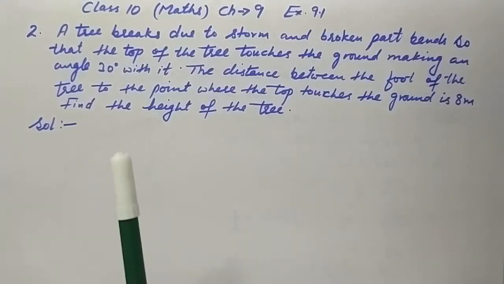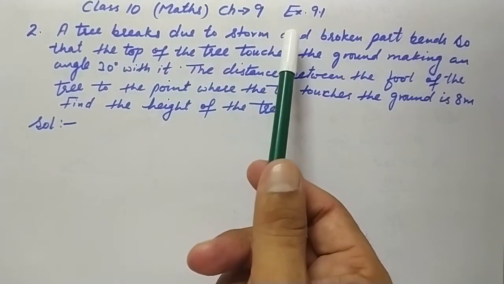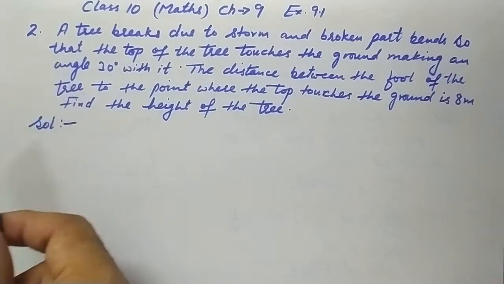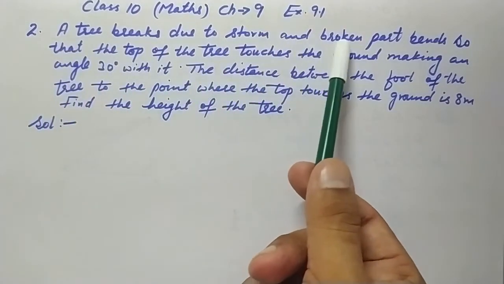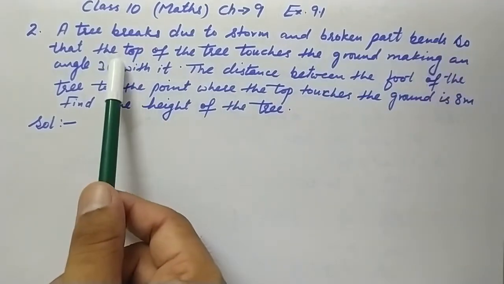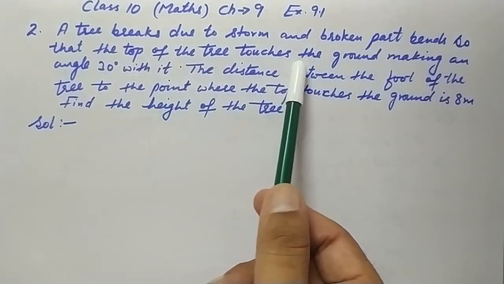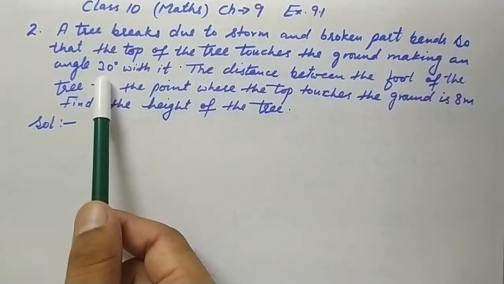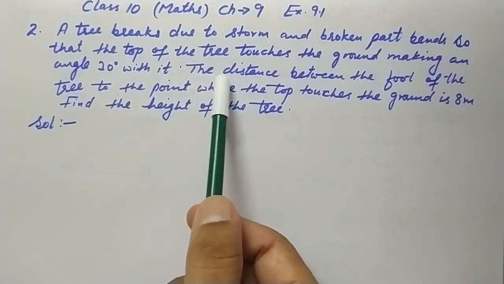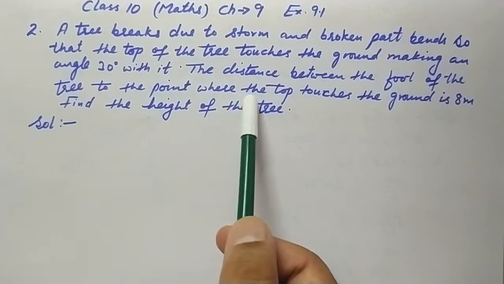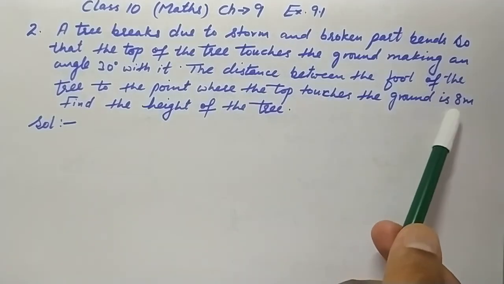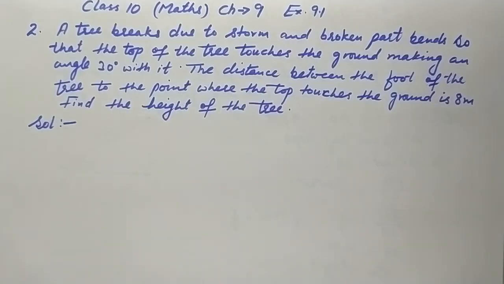This question is from class 10, chapter 9, exercise 9.1. Second question: a tree breaks due to a storm and the broken part bends so that the top of the tree touches the ground, making an angle of 30 degrees with it. The distance between the foot of the tree and the point where the top touches the ground is 8 meters. Find the height of the tree.